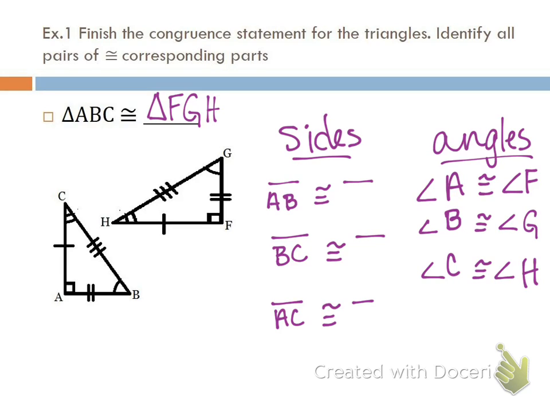Last thing we have to do is fill in our congruent corresponding sides. Which side is congruent to AB? GF or FG. What about to BC? GH or HG. And to AC, FH. Questions, concerns about these? Need more time on this slide? Moving on.